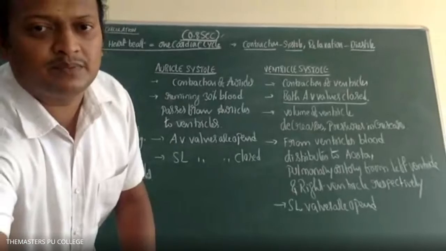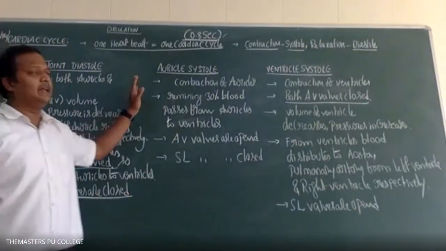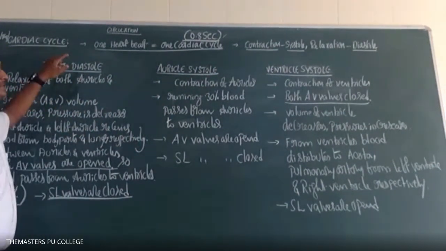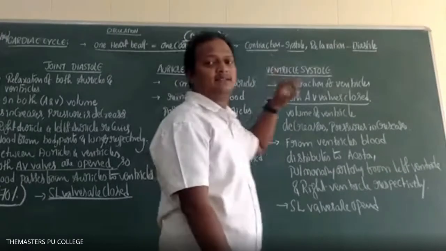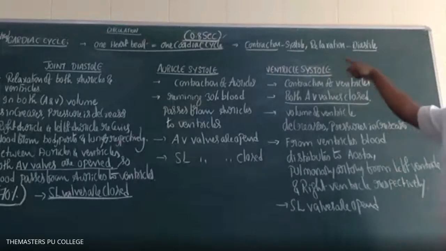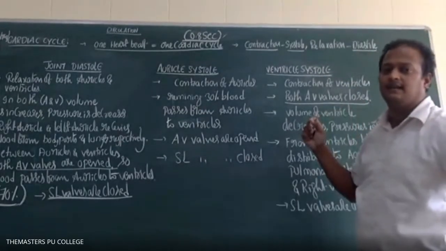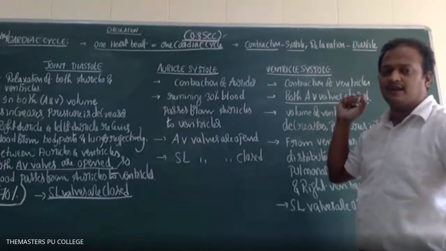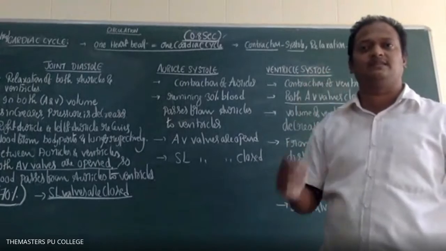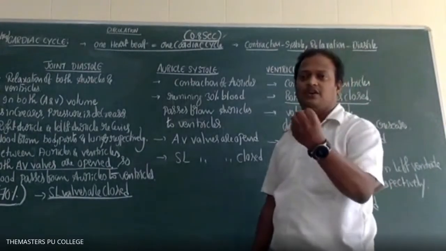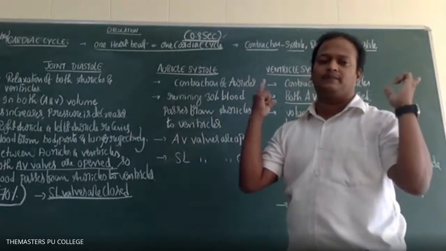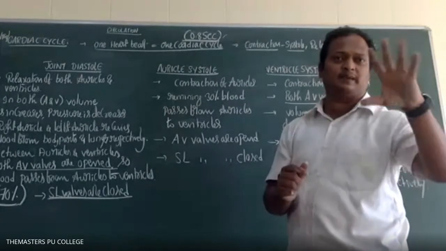So once again, I am explaining these: auricle systole and ventricular systole. The complete cardiac cycle consists of three different stages. First one, joint diastole. Second one, auricle systole. Third one, ventricular systole. So what is the cardiac cycle? One heartbeat equals one cardiac cycle. During the cardiac cycle, contraction and relaxation of the heart are exhibited, and blood receiving and blood distribution takes place from the heart.